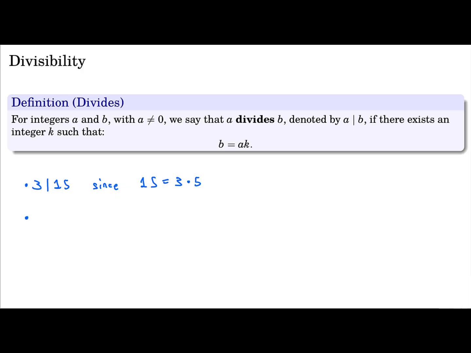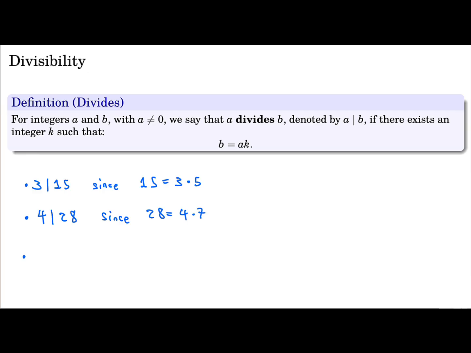Another example, 4 divides 28. Why? Since 28 is equal to 4 times 7. So once again, there exists an integer, the integer 7, that when you multiply by 4 gives you 28.